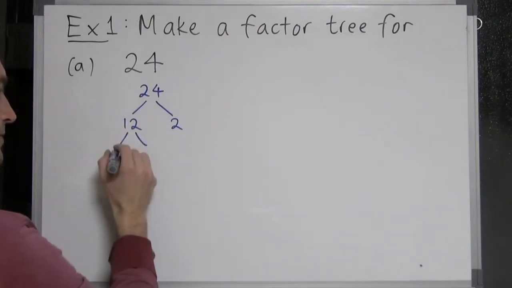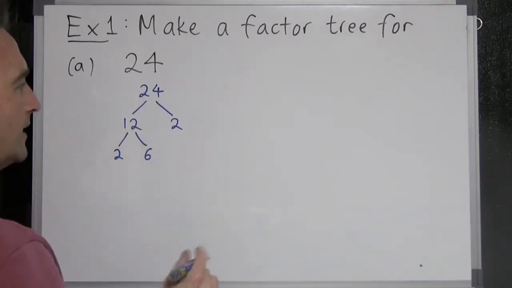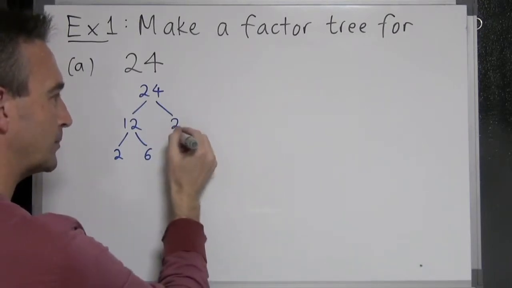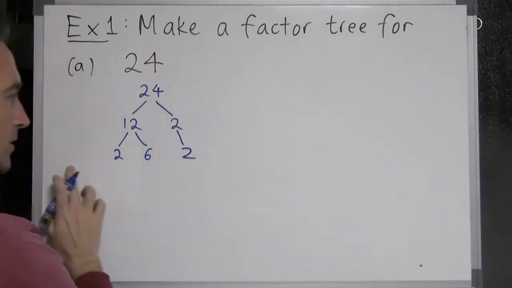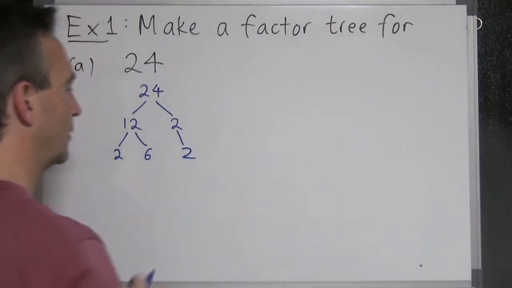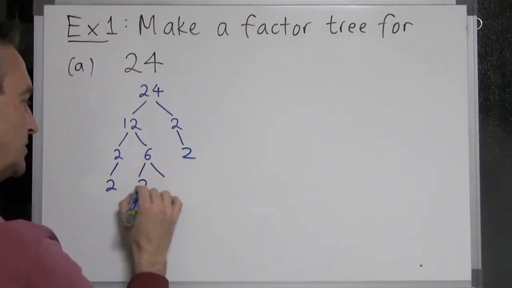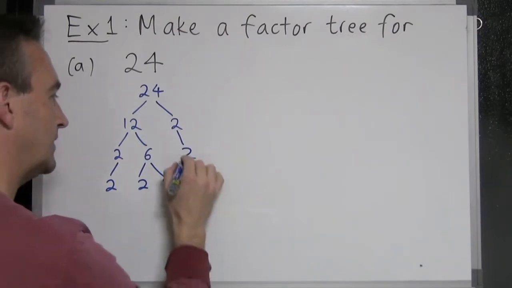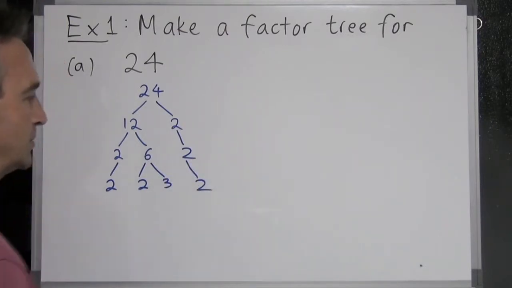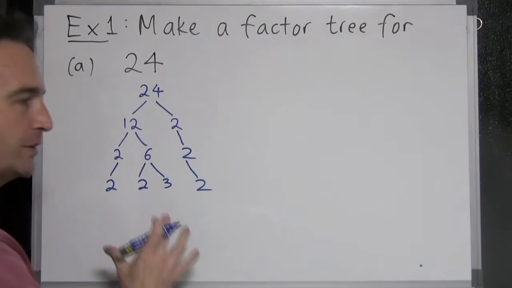12 can also break into 2 times 6. And you can stop here, but I like to bring them all down. So we've got all the factors in the bottom row. This can keep going. I'm going to bring the 2 down. The 6 can factor into 2 and 3. And the 2 brings down here as well. So that is one factor tree finished.